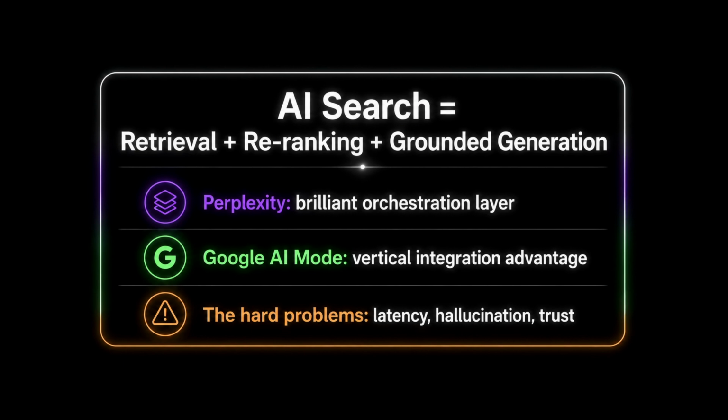All right, let's wrap this up. AI search isn't just one thing, it's a pipeline. Query understanding, retrieval, re-ranking, grounded generation. Perplexity wins on orchestration and UX. Google wins on infrastructure and index ownership. The hard unsolved problems are latency, trust, and hallucination. And the next frontier is making search not just answer questions but actually do things.